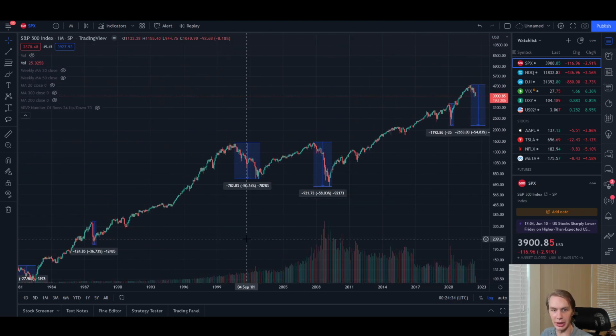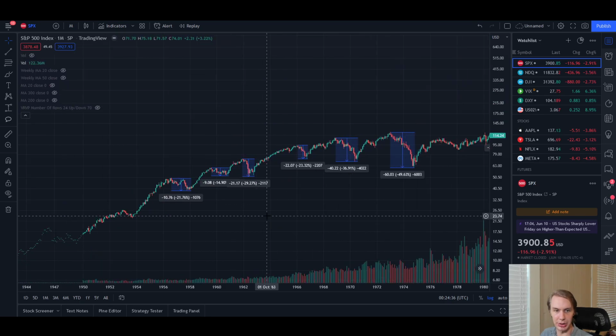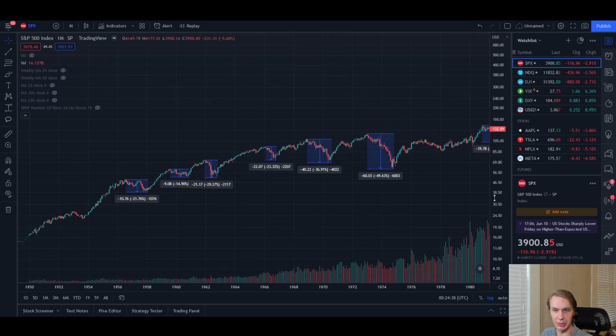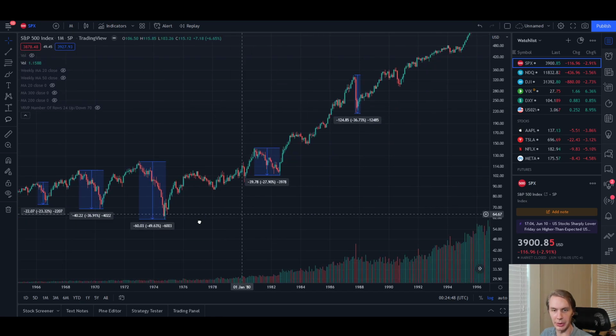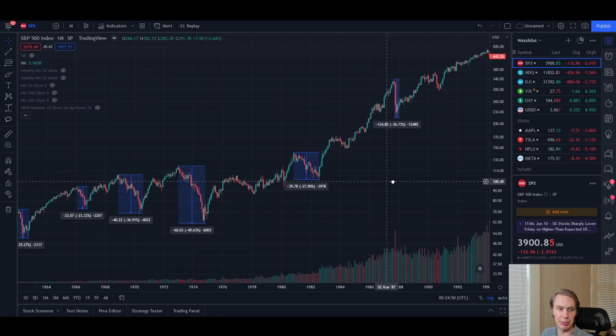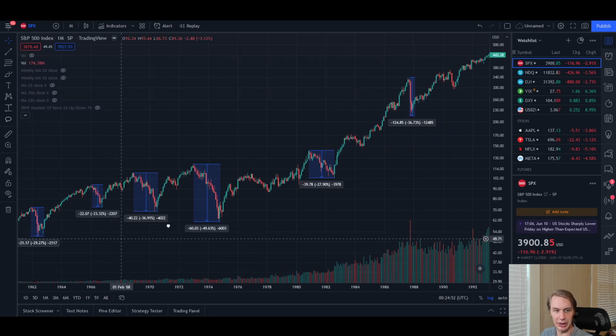And though that could certainly happen, I do think it's also important to note that in prior crashes or bear markets, you don't necessarily have to go that far, right? We've seen times in the past when you can find a bottom quite a bit sooner and then have a decent upside move from that.